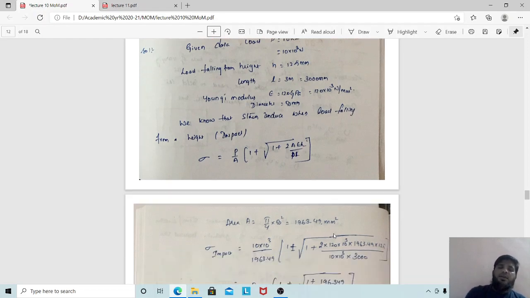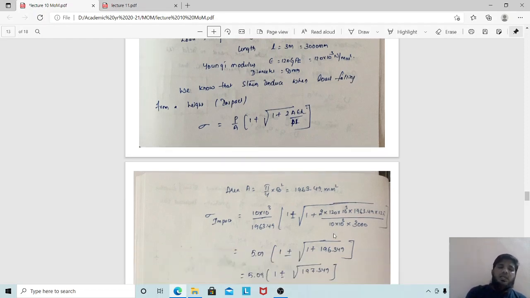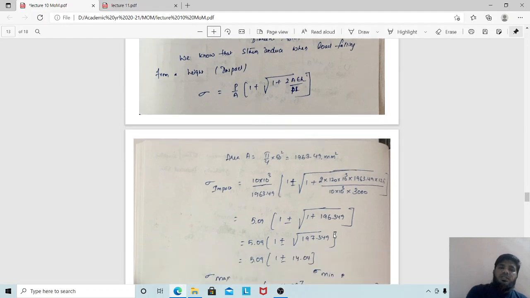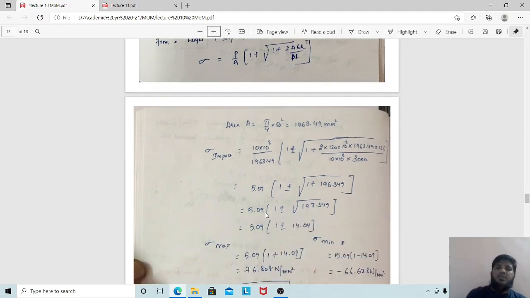So in this, all the data is given: area is given, E is given, H is given, P is given, L is given. So try to substitute all the values. What is area here? Since this is a rod which has a diameter, obviously the area will be equal to pi by 4 d square. You have to always consider the area of cross section because the stress will be acting on the area of cross section itself. So if you take this, 2 into 120, here you can see that area is equal to 1963. I have written 1963.